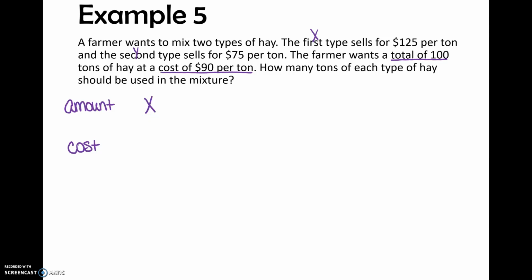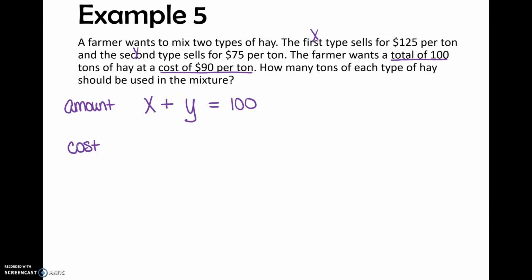How many tons are we going to get of the second type? We don't know, so we'll call that Y. We're going to get Y tons of the second type of hay. If I add those two amounts together, how much hay are we going to get total? 100 tons. So the amount of the first type, which we don't know, plus the amount of the second type, which we also don't know, equals the total amount. This is the easy equation.